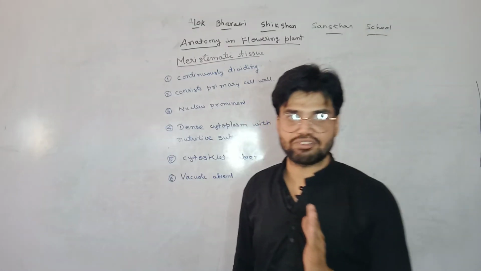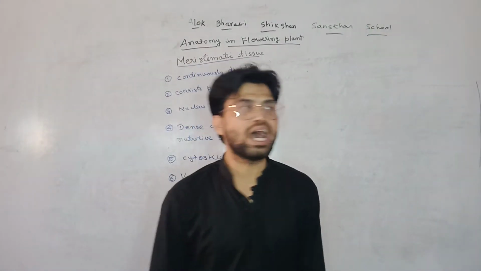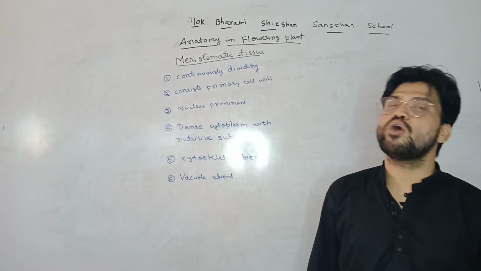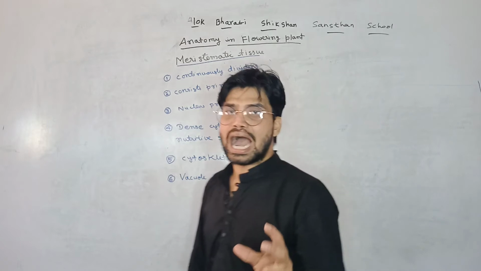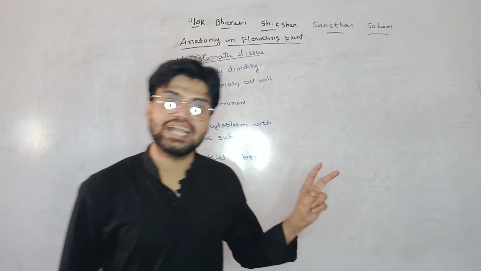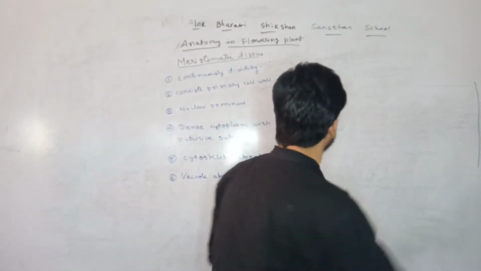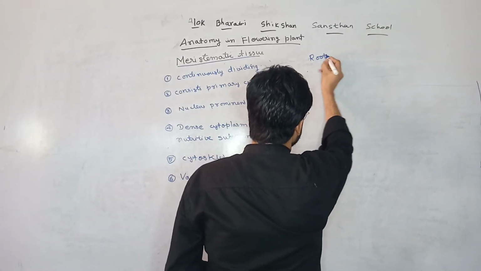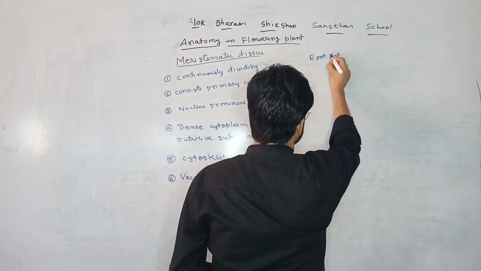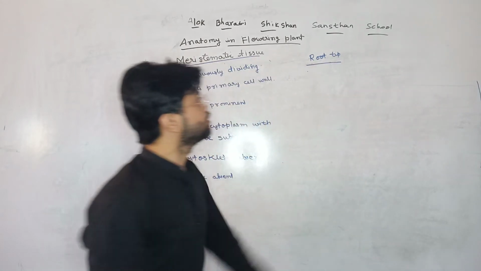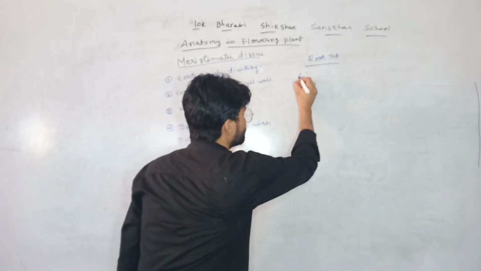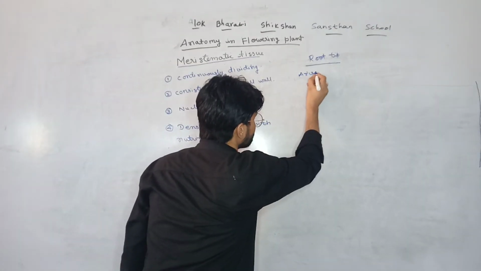I hope you understand, my dear students. Now this meristematic tissue is present at the root tip or the shoot tip. Here I am going to make the diagram of the root tip first. My dear students, this root tip arises from the radicle. So that is point number 1.